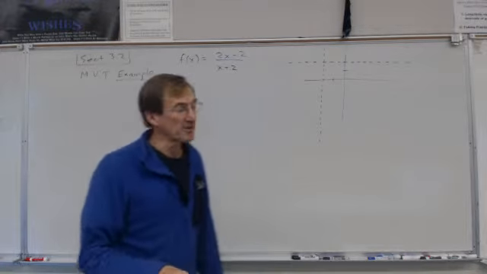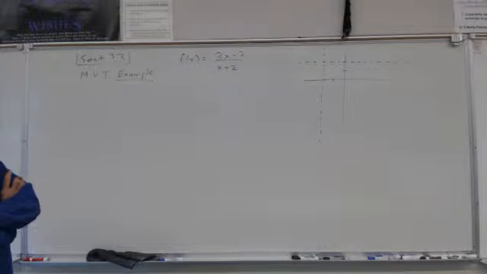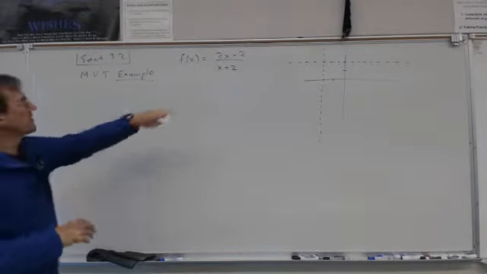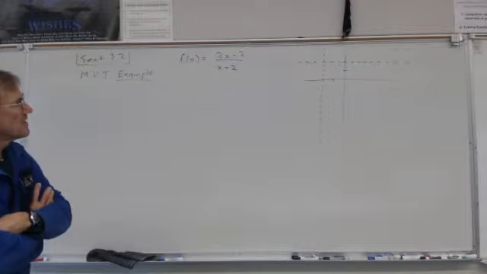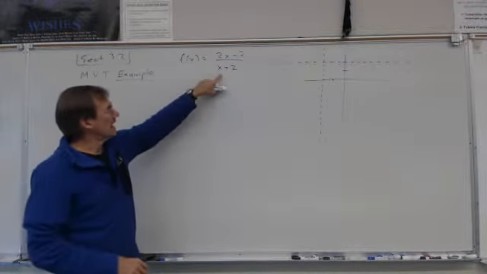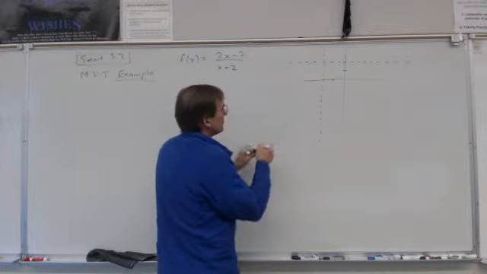All right, here's an example of the mean value theorem. Casey thought we should do a couple extra examples of these, so here's one I just made up. Let's say I've got this function, 2x minus 2 over x plus 2. So it's going to have a vertical asymptote at negative 2, so that's what this is, at negative 2.